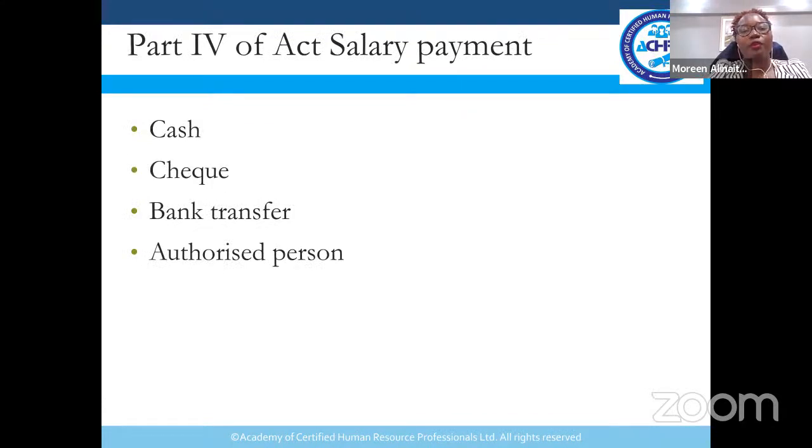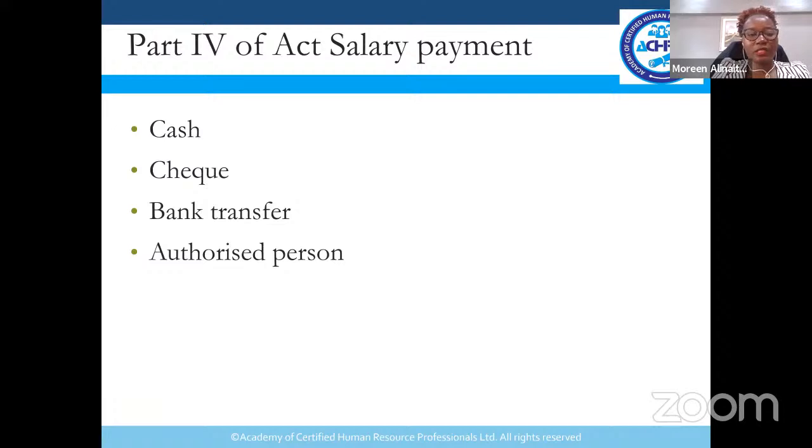We now move on to part 4 of the Act that provides for salary payment. Salary can be paid in cash or by check or bank transfer, or can be paid to an authorized person. This is self-explanatory. You can pay the person in cash, whereby they have got to sign for the cash that you pay them. Otherwise, they will say you did not pay them. Checks are safe because you always have proof that you paid. Even the bank transfer is very safe because you always have proof that you paid the person their salary.